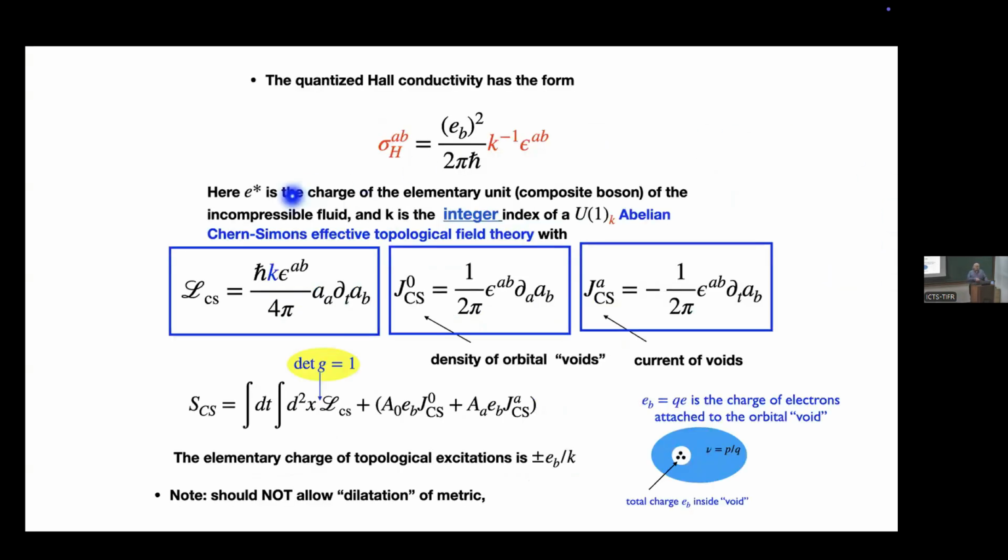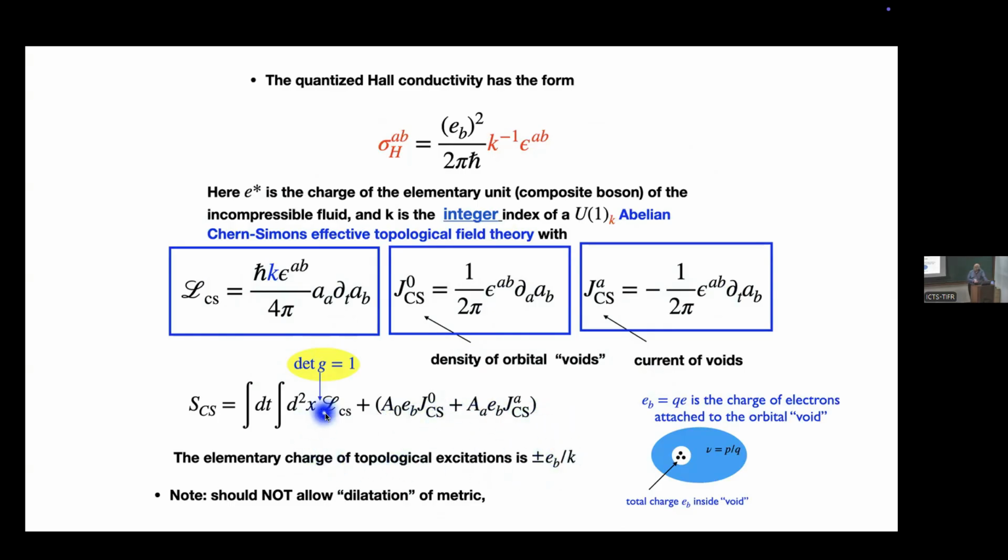Okay, here's a point about the Chern-Simons gauge theory. We've got the topological term, linear in time derivative, in the Lagrangian, and we've got the flow of the voids or the bubbles, and this is the density and the current. And then if I put a charge e inside the object, it now couples to the electromagnetic field.